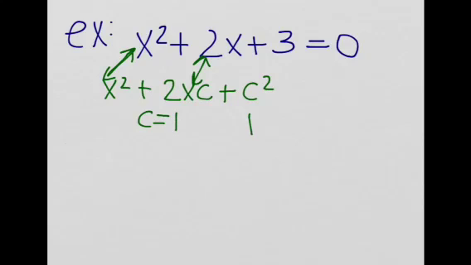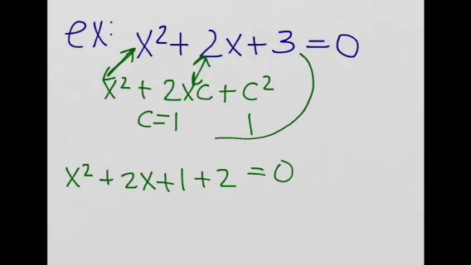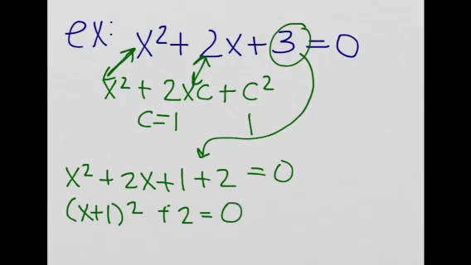Okay, so x squared plus 2x plus 1 plus 2 is equal to 0. So we're just rewriting this equation in this form. We're basically splitting up the 3. So now we can rewrite this as (x plus 1) squared plus 2 is equal to 0.